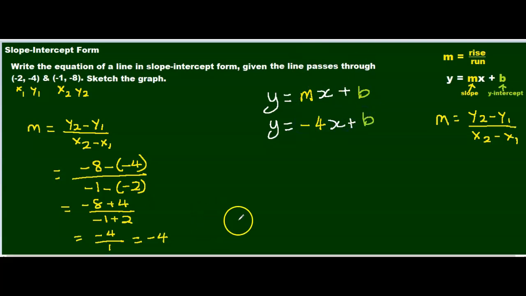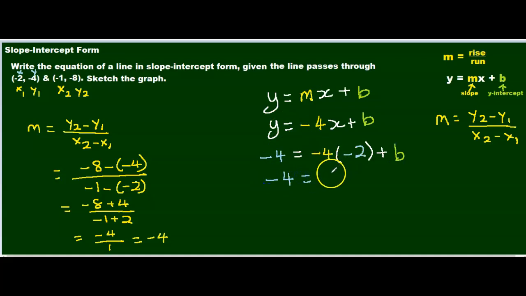Okay. Now we still need to find out b, so we're going to use one of our given coordinates. We can use either one. The numbers are not great, so I'm just going to take the first set, which is x and y. So my y is negative 4 equals, my slope is negative 4, and my x is negative 2, plus b, which is what we're trying to find. Simplify that.